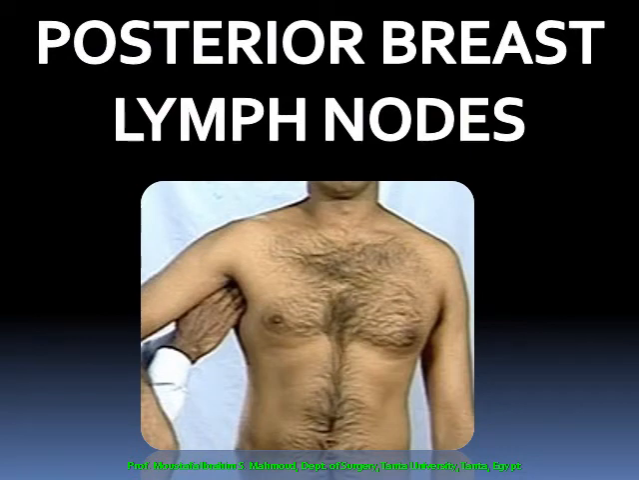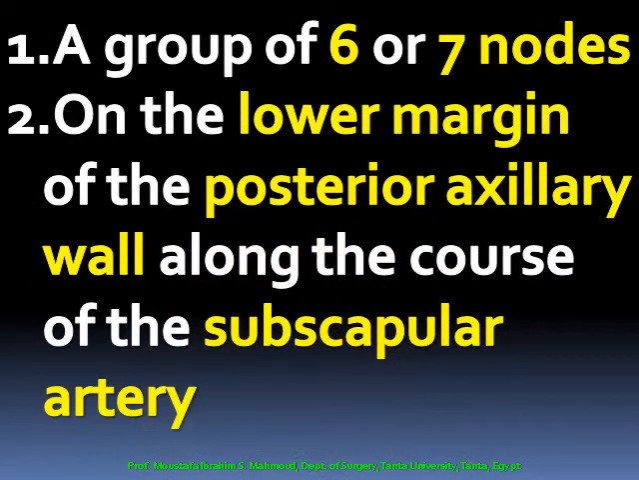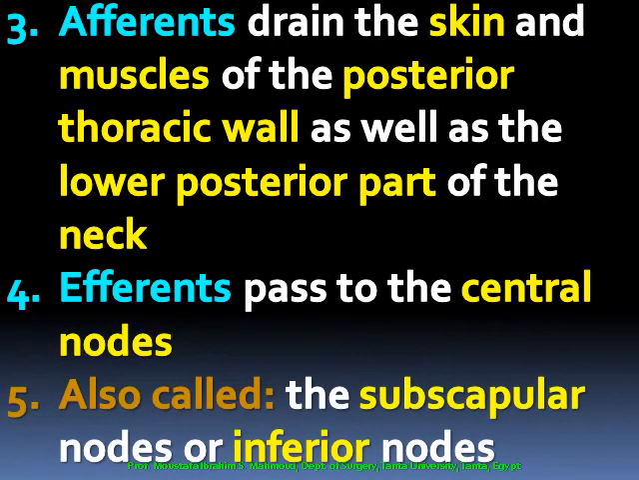Posterior breast lymph nodes, a group of 6 to 7 nodes on the lower margin of the posterior axillary wall along the course of the subscapular artery. Its afferents drain the skin and muscles of the posterior thoracic wall, as well as the lower posterior part of the neck. The efferents pass to the central nodes. Also, it is called the subscapular nodes or the inferior nodes.